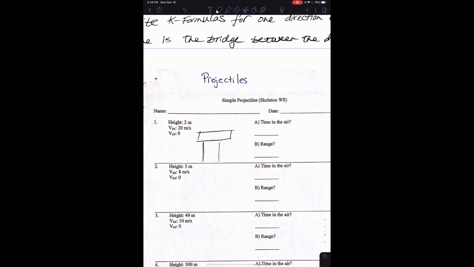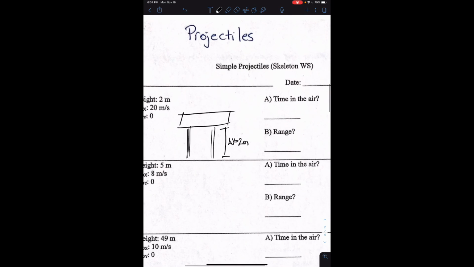So in this first one, you have a height here, a delta y value of 2 meters. You then have a marble up here that's about to roll off, and it's got a V. Sometimes instead of using VI, you can use V naught, which I like using sometimes. It's a little fancier than just using VI.